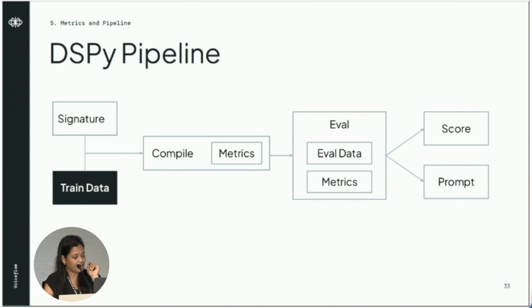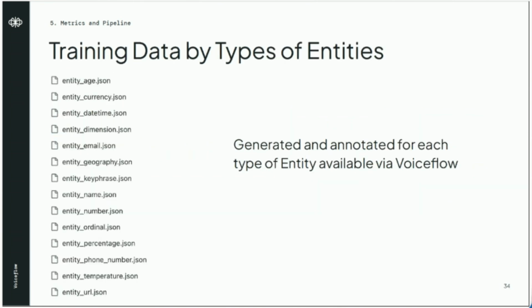Here is the interesting part, which is the training data. In our case, Voiceflow, we support 14 or 15 entity types. But when we look at the production data set, we couldn't find much data for types like ordinal or percentage. So that's a challenge. One way to overcome this is using synthesizers. DSPy does provide some options to synthesize data, or the other straightforward approach was to just use an LLM like GPT-4.